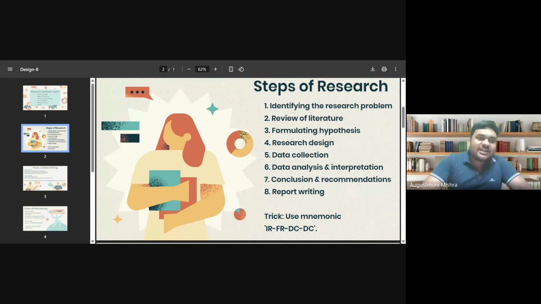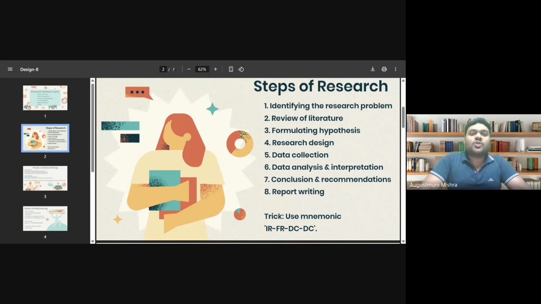Now, what is the next step of research after discussing research problem, review of literature, and hypothesis? The next one is research design, because yesterday also we discussed a lot on research design. We stated yesterday that research design works as a blueprint. If you do not have a research design, it can lead you in another direction. It can also waste your time and a lot of money.